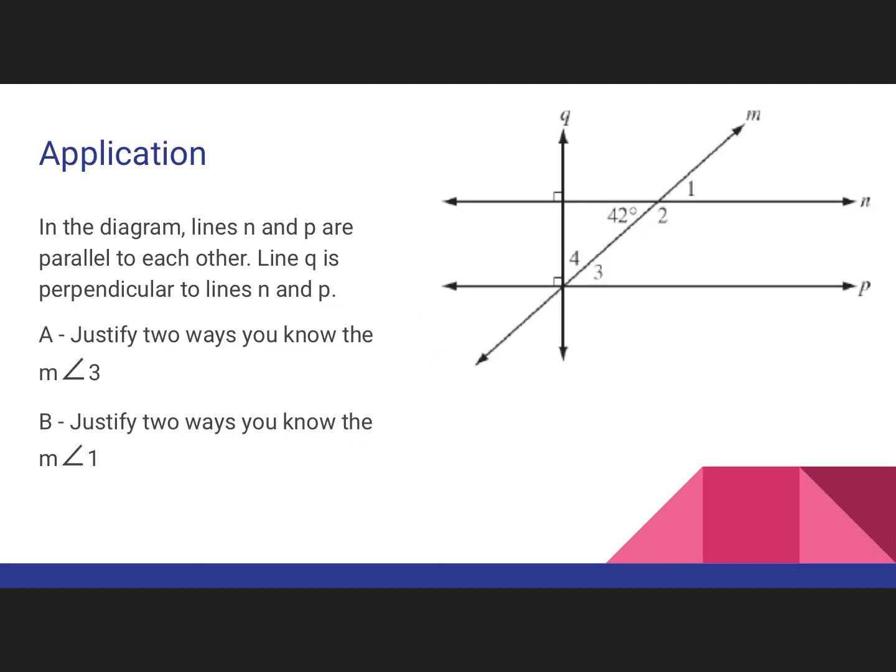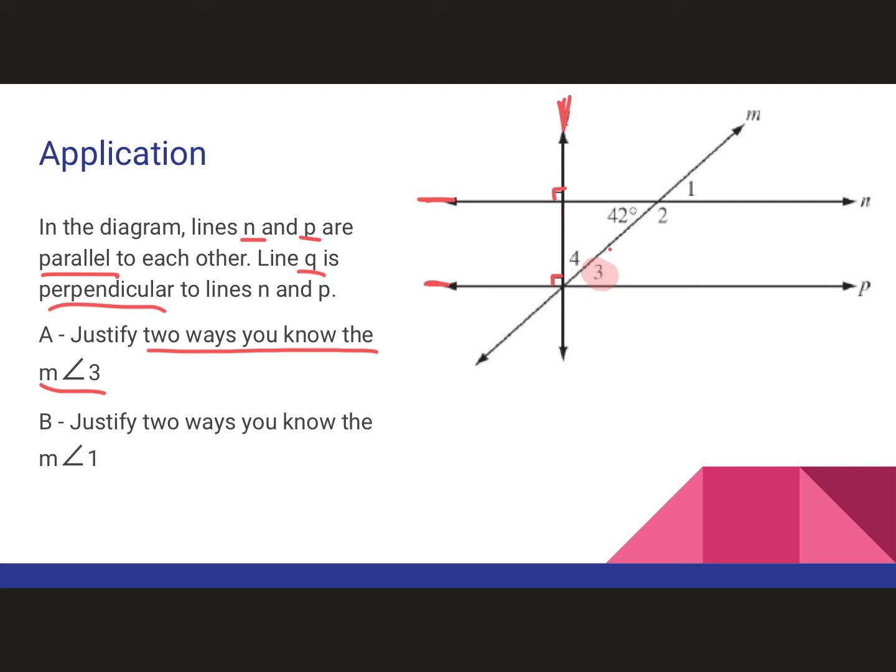So, in this diagram, lines N and P are parallel to each other. So these two lines are parallel to each other. Line Q is perpendicular. So that means line Q has all these right angles. So these are right angles. So we're going to justify two ways you know the measurement of angle 3. So here is angle 3 that we're trying to find. Let me make it pink. So we're trying to find angle 3, and we need to justify two ways that we know it.